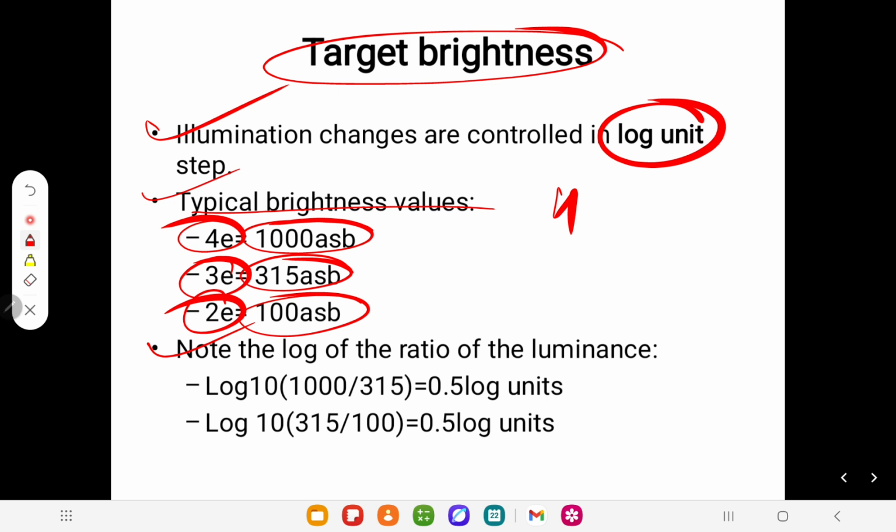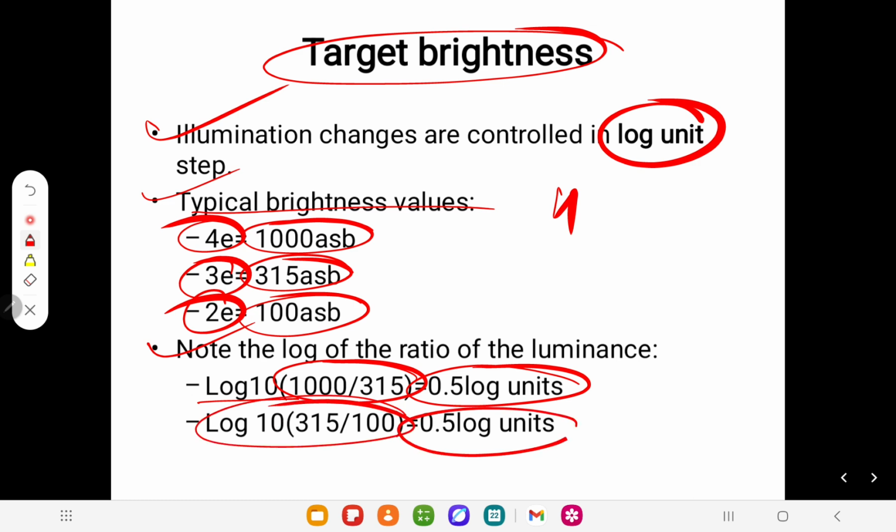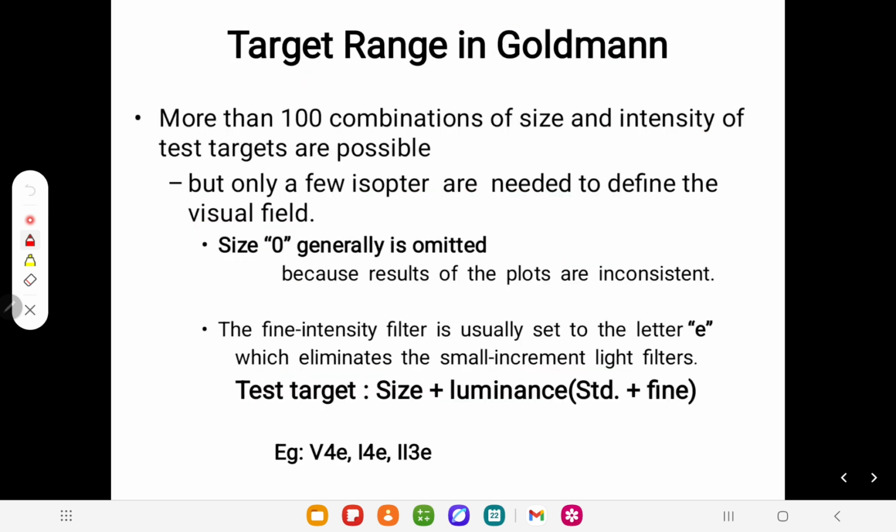So note that the log of the radiance ratio is the luminance change: 10 log of 1000 divided by 315 is 0.5 log, as I have told you, the 5 decibels, isn't it? So 10 log of 315 divided by 100 is also 0.5 log. It means reducing by 0.5 log. So it's a very important concept. Just understand this concept, okay?